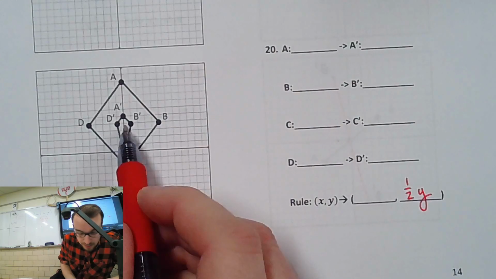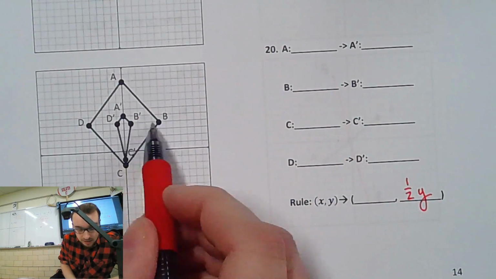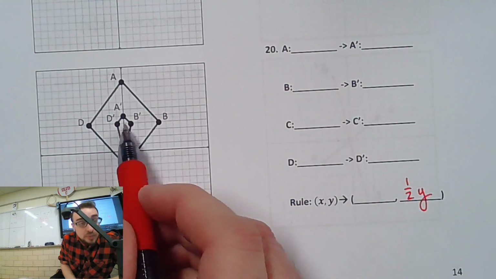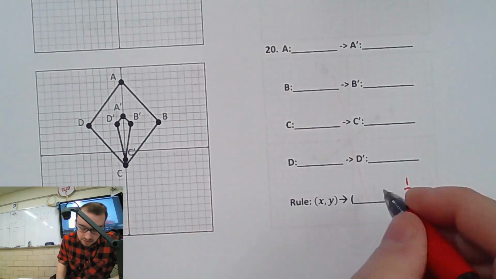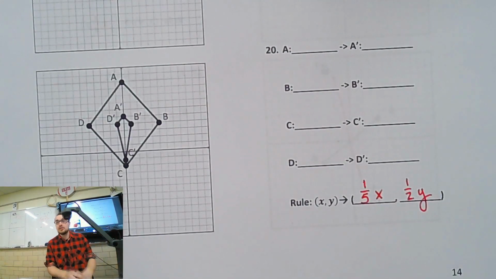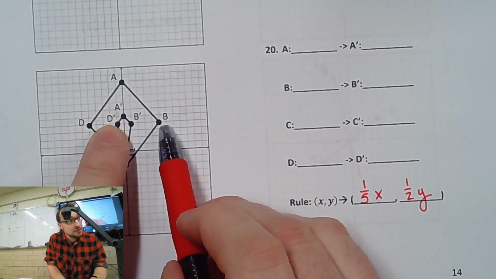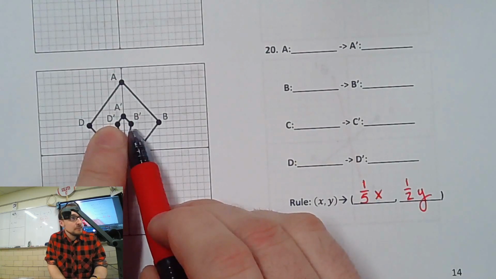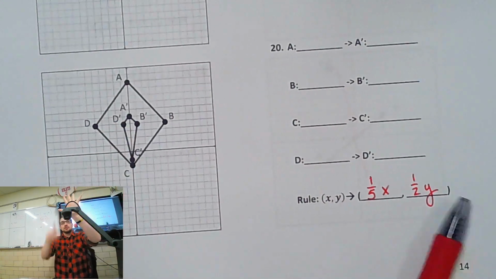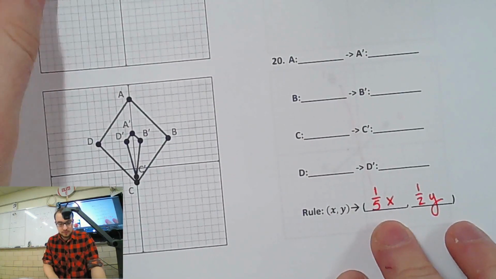Look at B. It's 1, 2, 3, 4, 5 to the right, horizontally. After we're done, it's only 1 apart horizontally. So what do we do to the x value? We took it and times it by a fifth. No flips, so no negatives, right? B was 5 apart. Now it's 1 apart. 5 times a fifth is 1. Right? We have 5 things. We cut it into fifths. 1 left over.